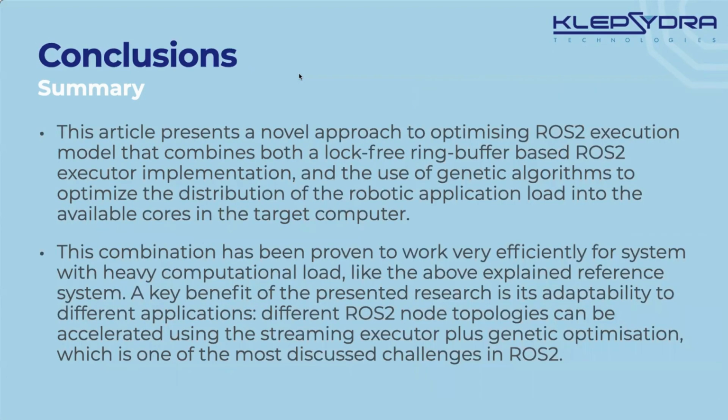So in summary, what we're presenting here is a novel approach to ROS2 execution, combining a lock-free ring buffer and the use of genetic algorithms for the optimization of the distribution of load in the different nodes of ROS2. We have seen that this combination has proven to be very efficient, with significantly improved performance with respect to other executors in ROS2, and yet remains very general. It can be applied to different configurations easily.